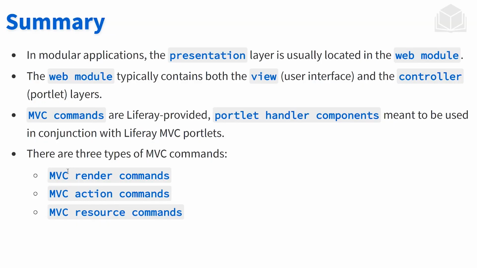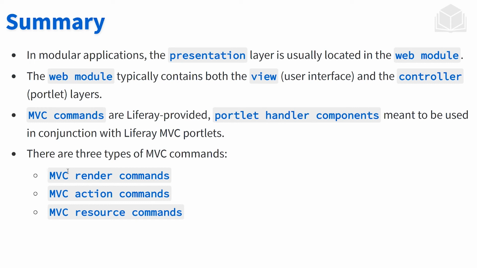So we talked about a lot throughout these videos. Let's go ahead and sum up some of the key concepts here in the summary. In modular applications, the presentation layer is usually located in the web module, delineated by that -web. The web module typically contains both the view and the controller layers, so the user interface, however we want to build it out, and the portlet layer. And that's typically how we're going to be doing it in the Liferay world.